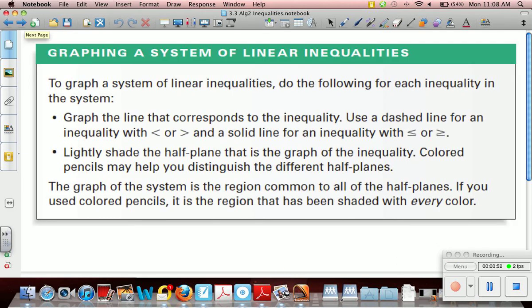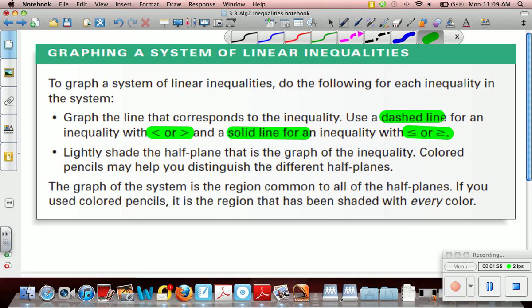So here is some information that you might need to know. When you graph a line that corresponds with an inequality, you use a dashed line if the symbol is a less than or a greater than symbol. And you use a solid line with a less than or equal to or a greater than or equal to. So be careful and make sure that you use a dashed line when you have these symbols, and you use a solid line when you have an equal to in the symbols.